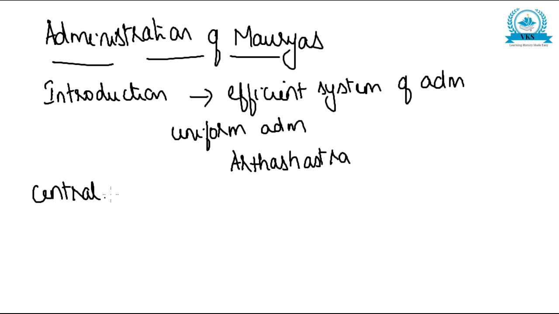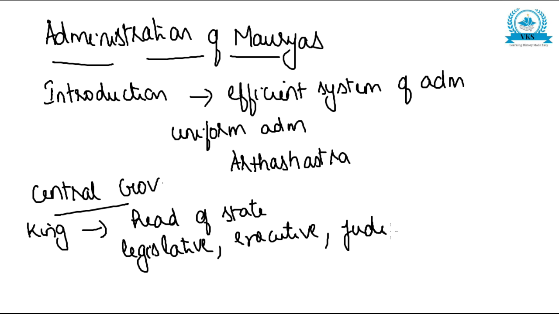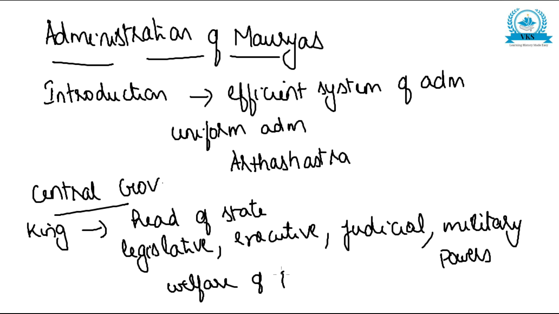Now first we will see about the central government of Mauryas, about the king. The king was the head of the state, and the king had different powers. That is, he had legislative powers, executive powers, judicial powers, and military powers. All these powers were in the hands of the king. And his main duty was to work for the welfare of his people.